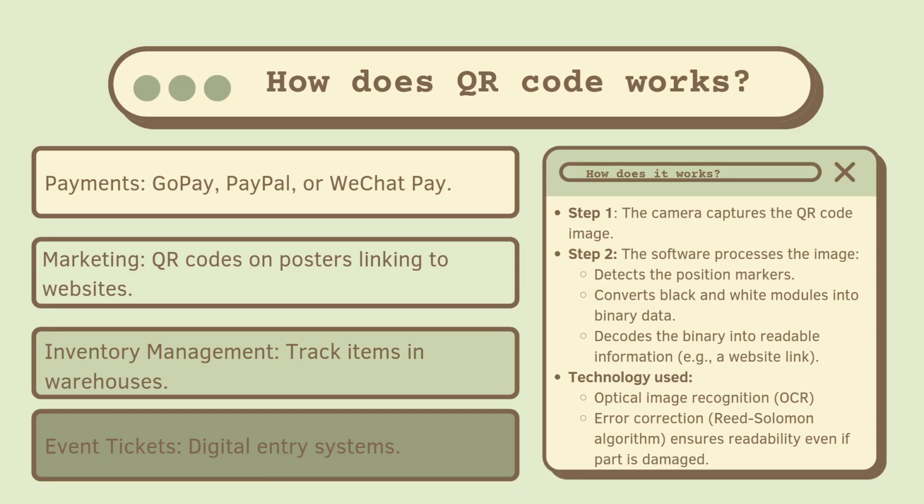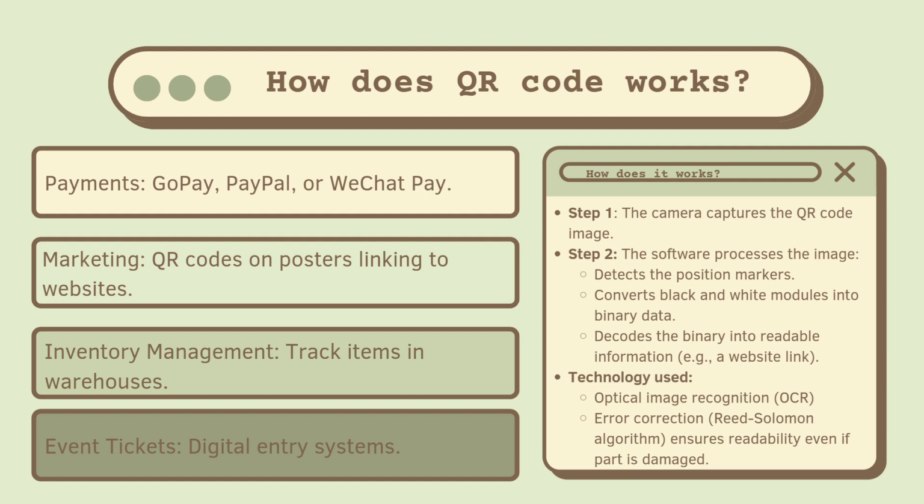So how does a QR code work? Step 1, the camera from the phone or tablet, like in the previous image, will scan the QR code image. Next, the software processes the image. It detects the position of the marker, that big square, and then it will convert the black and white modules into binary data. Lastly, it will decode the binary into readable information, for example the website link. The technology used is optical image recognition and error correction to ensure readability even if part of the code is damaged.